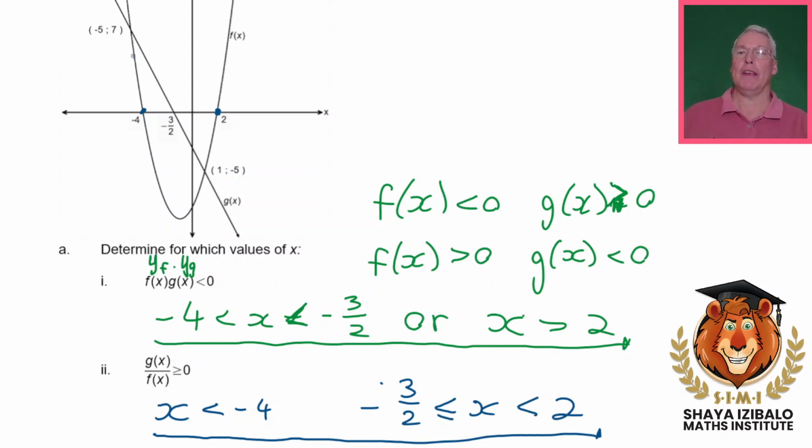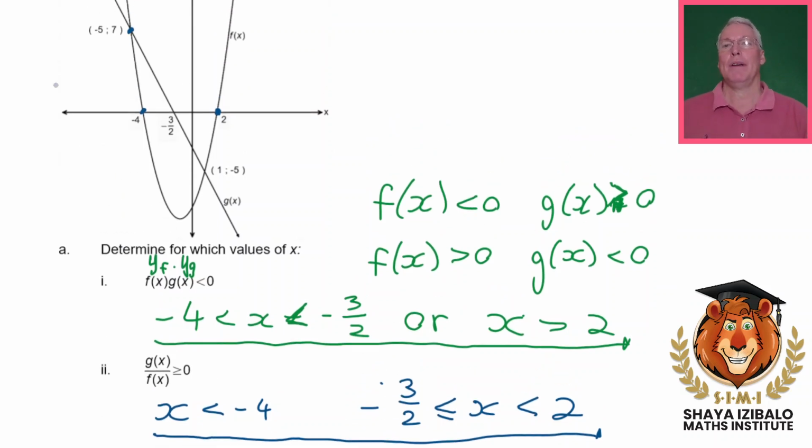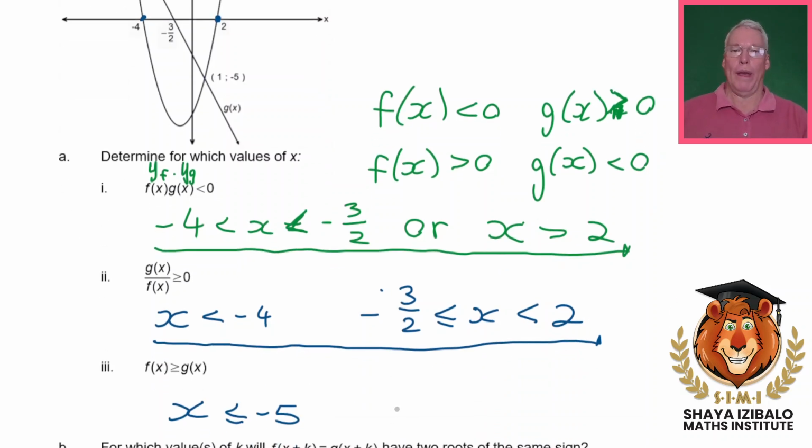f is bigger than g to the left of -4, less than -4. After that it drops down below, the parabola is below the straight line, until after 1, when the parabola is bigger again. So the two possibilities here: x less than or equal to -5, we can make it less than or equal to, because at that point they are equal. But if we go less than -5, the parabola is above the straight line. Or if we go bigger than or equal to 1.